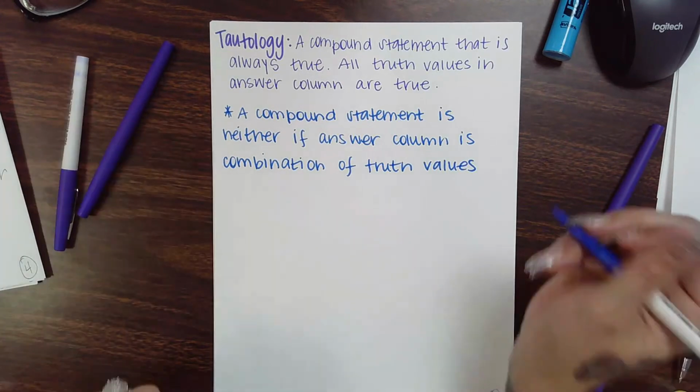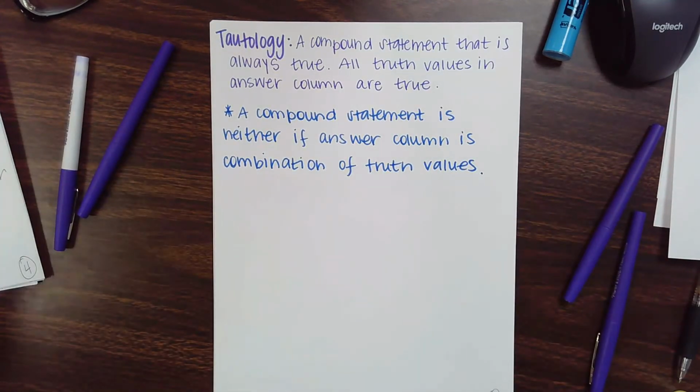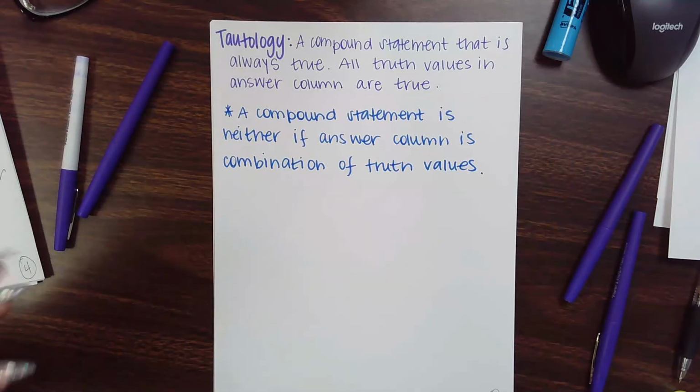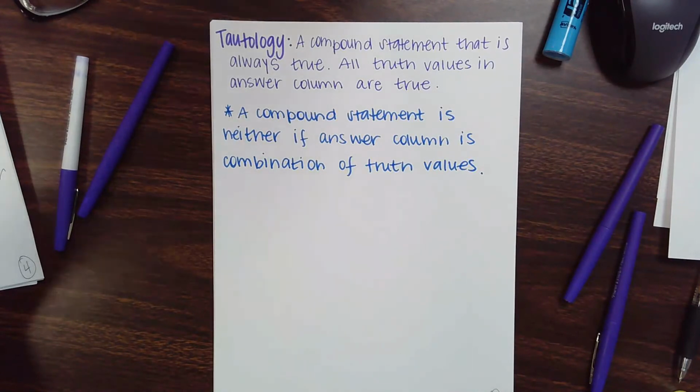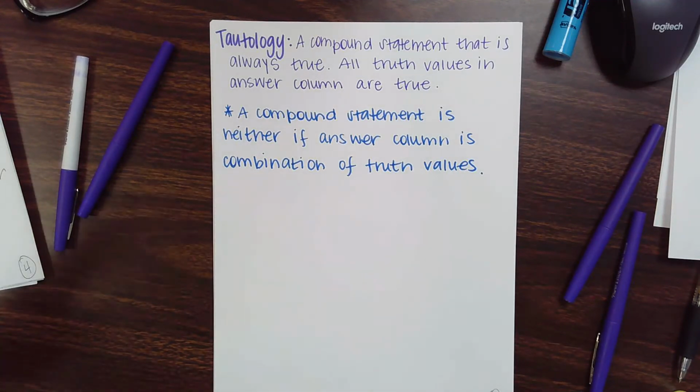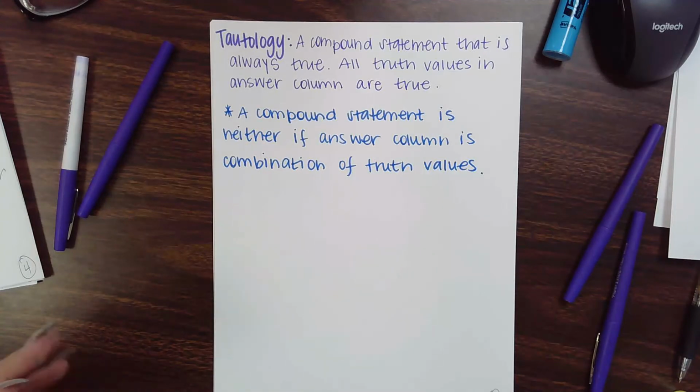So if a problem says determine if this is a self-contradiction, and you start working on that truth table, and it wants to know if it's a contradiction, you're looking for all F's. As you're answering it, you see one single T. That would make that statement neither a tautology nor a self-contradiction. Okay, so tautology, all T's. Self-contradiction, all F's. A combination of them, it would be considered neither of them. Okay?